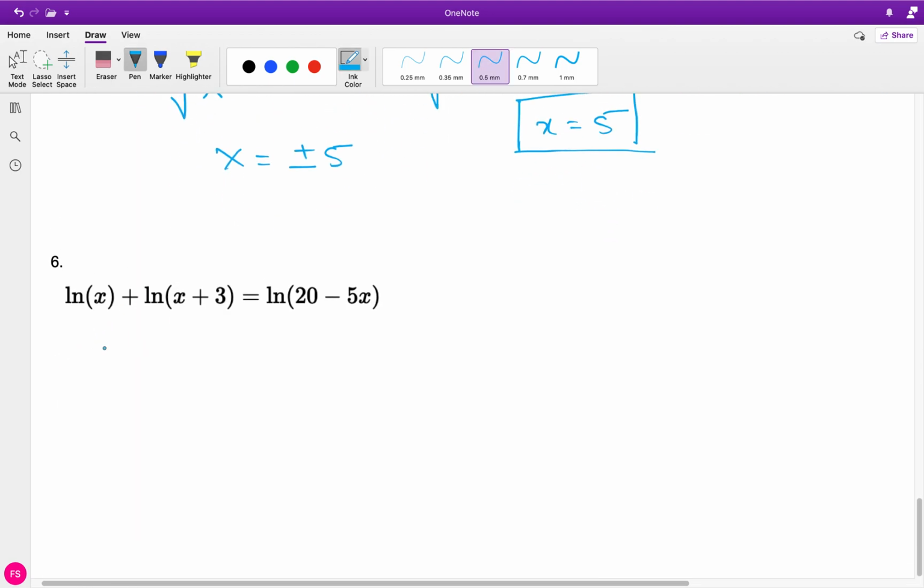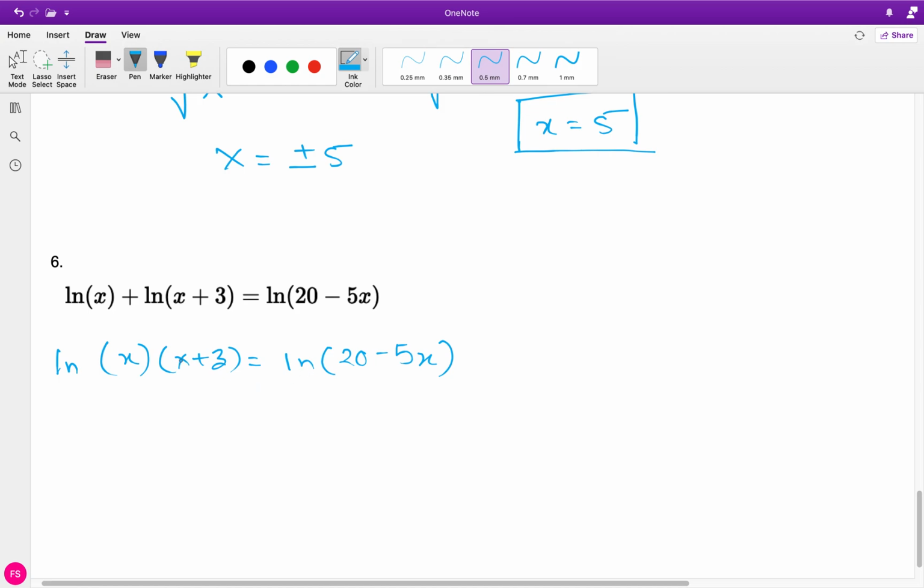Okay, this question is about ln. For ln, the idea is the same as a normal log question. The only difference is the base is e instead of a number. So let's do it. The rules are the same. If you have ln, that means you have the same base and you have to add, so you are going to multiply the terms. x times x plus 3 equals ln of 20 minus 5x.